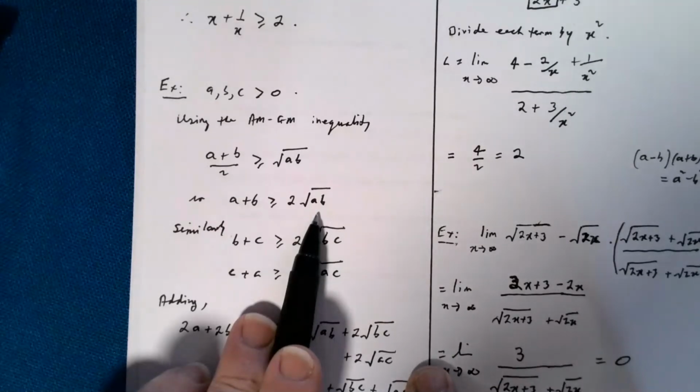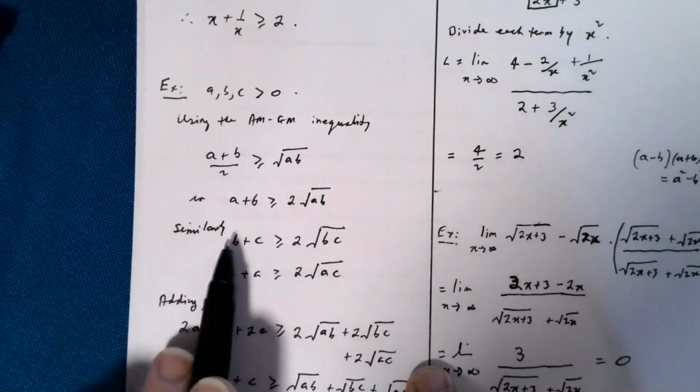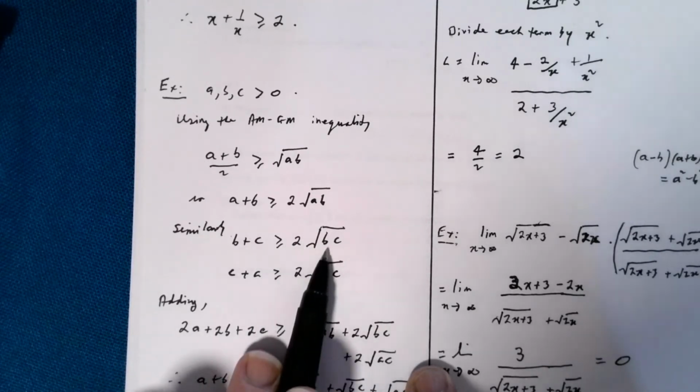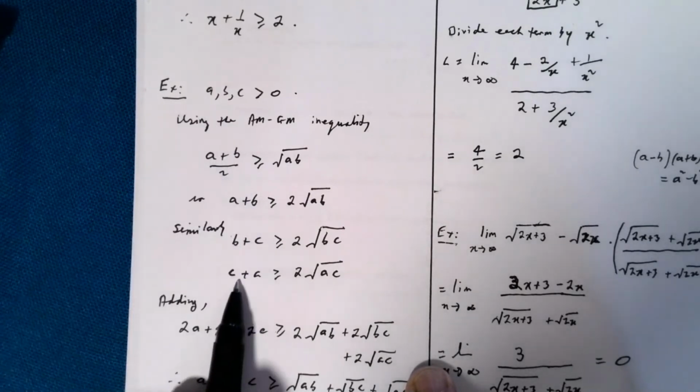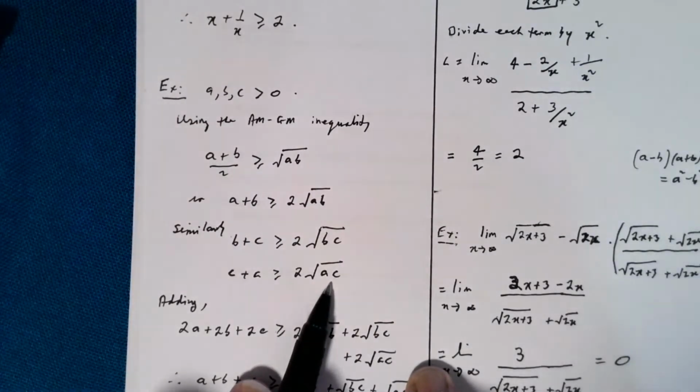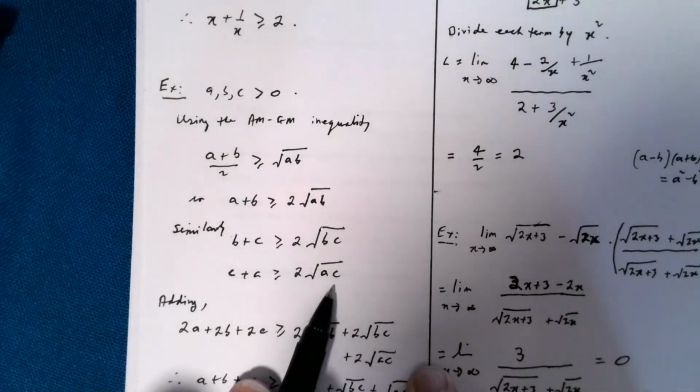Now I'm going to do the same thing for b and c. So b plus c will be bigger or equal to twice the square root of bc. And then I'll do the same for c and a. So c plus a is bigger or equal to twice the square root of ac. So I simply apply the same AM-GM inequality 3 times.